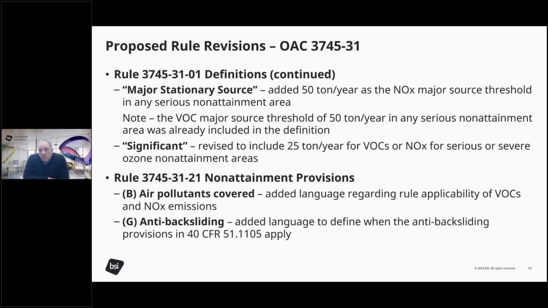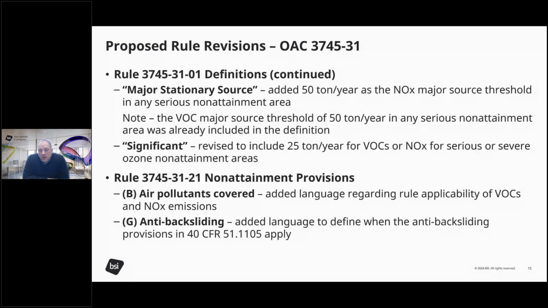The definition of major source is also being revised. The definition is revised to add a new section that defines the major source threshold as 50 tons per year of NOx in any serious non-attainment. They didn't have to add that for VOC, it was already in the rule, but because the NOx threshold for serious non-attainment was not included, they've now added that to the definition.